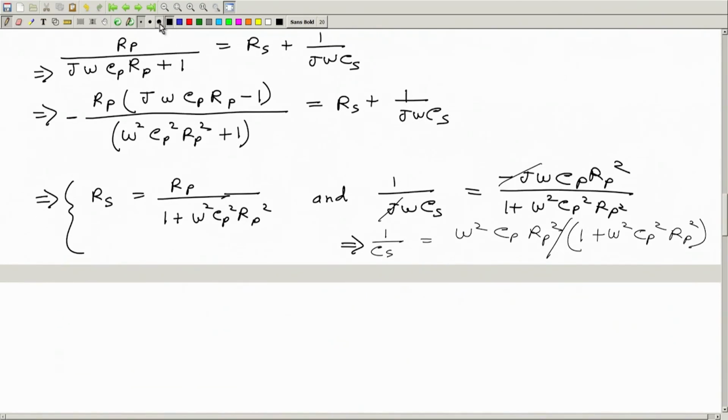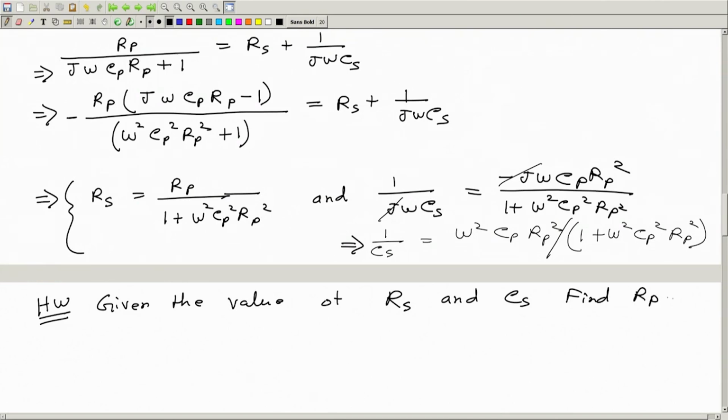Now for you the homework will be: given the value of Rs and Cs, find Rp and Cp. Here we have found the value of Rs and Cs from Rp and Cp. Your task is opposite. Okay.